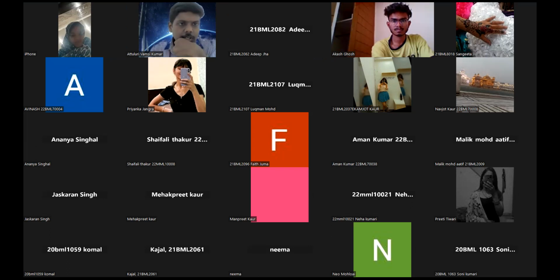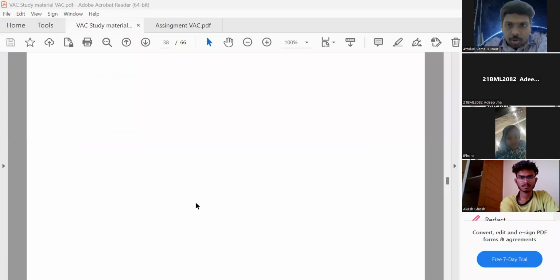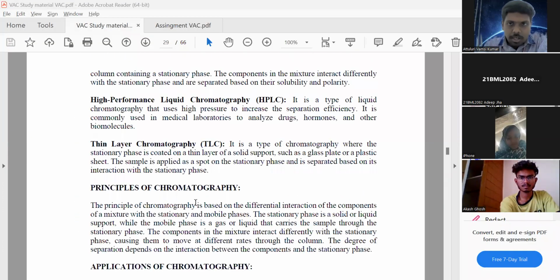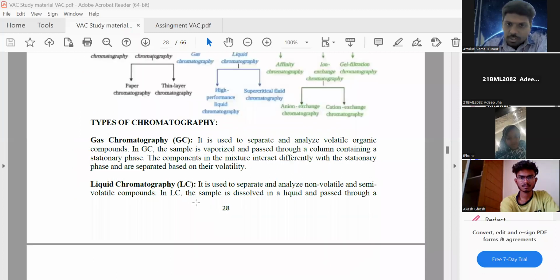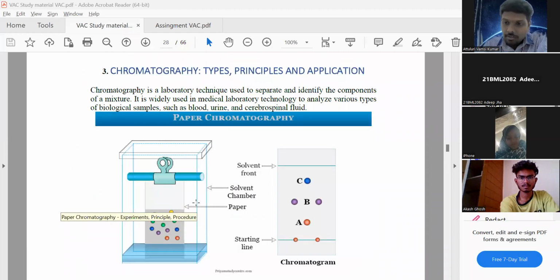Okay. Now let us see about electrophoresis. In the previous lecture, we were discussing chromatography. As we know, chromatography is used for separating molecules, but there are limitations to it. Some of the drawbacks of chromatography are that it is a time-taking procedure and requires more patience and attention. If you make any mistakes, the chances of errors are high.